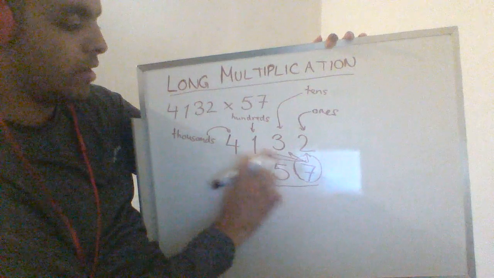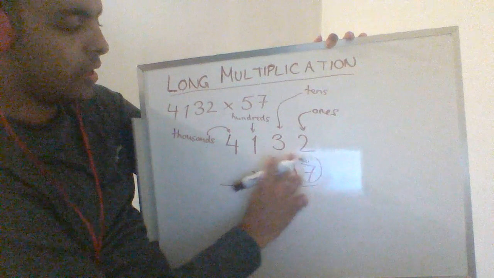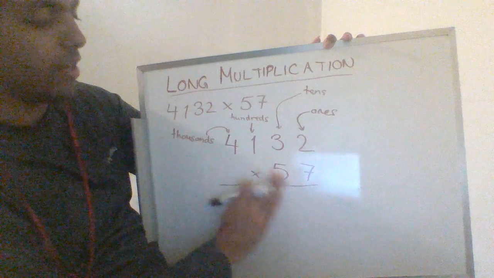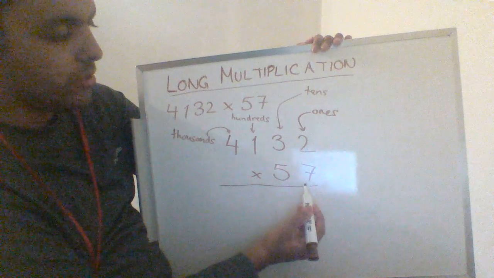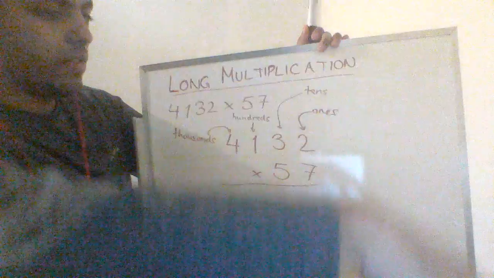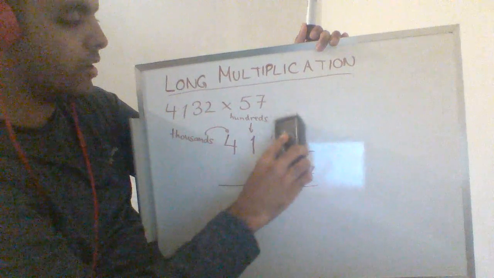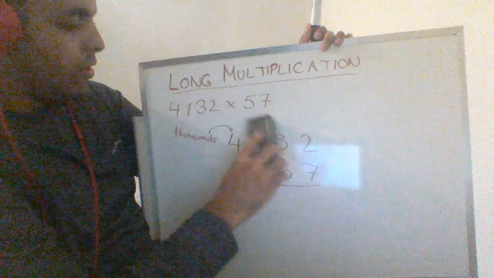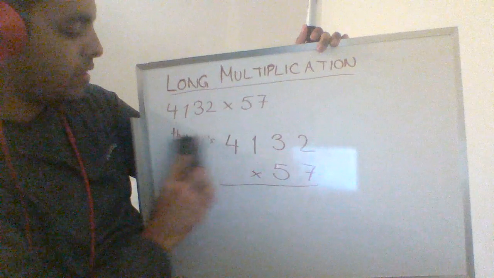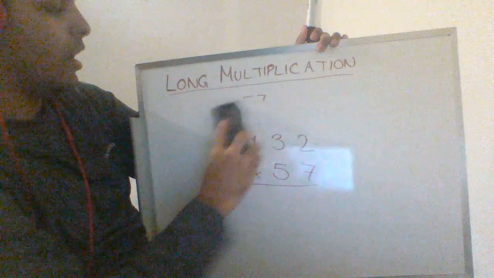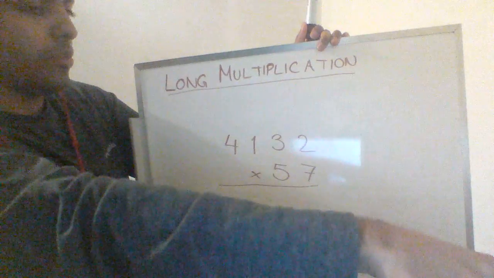So let me get rid of those arrows so that we can actually start multiplying this. So first we're focusing on this 7. We're going to ignore the 5 for now. I'm also going to get rid of these arrows up here with the ones, tens, hundreds, and so on. There we go. Now we've cleaned this up a little bit, and I'm going to get rid of the problem as well, just so that we have some more space to work with.